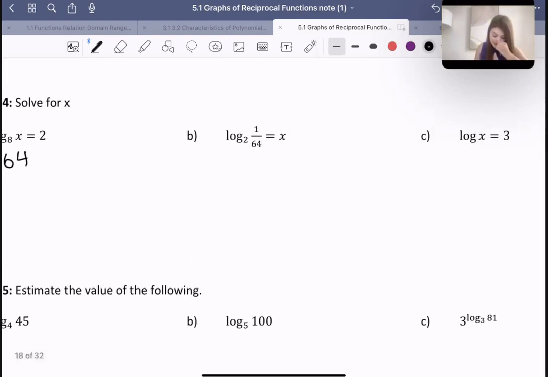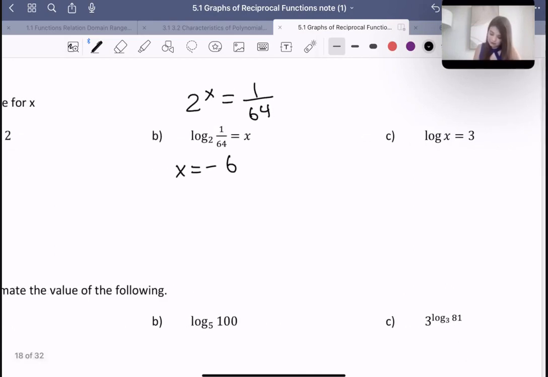Next one is b. 2 to the power of what is 1 over 64? Well, we know x has got to be negative something, because it flipped to the reciprocal. And so now that we've taken care of the reciprocal part, 2 to the power of what is 64? Well, 2 to the power of 6, I believe, is 64. Yes, it would be the power of 6. So therefore, to get to 1 over 64, it would need to be negative 6. 2 to the power of negative 6 is 1 over 64. And that's another step we could write. We could say 2 to the power of x is 1 over 64, if that does help us at all.